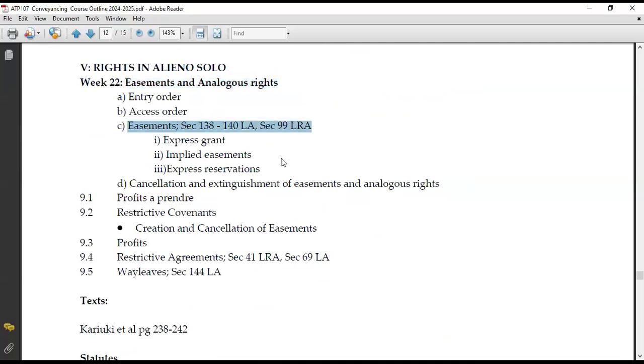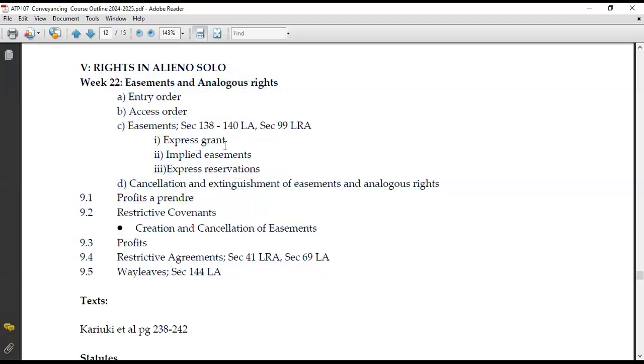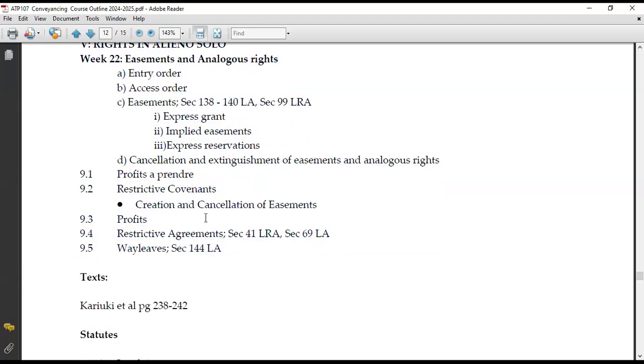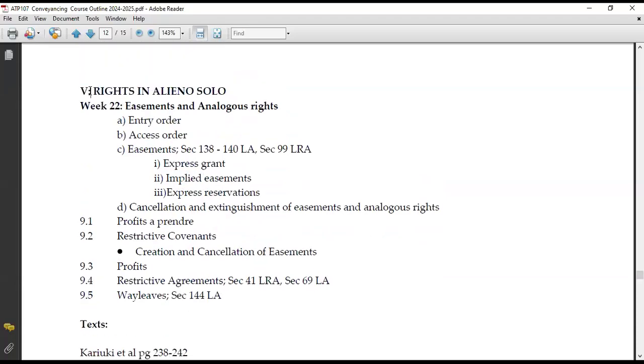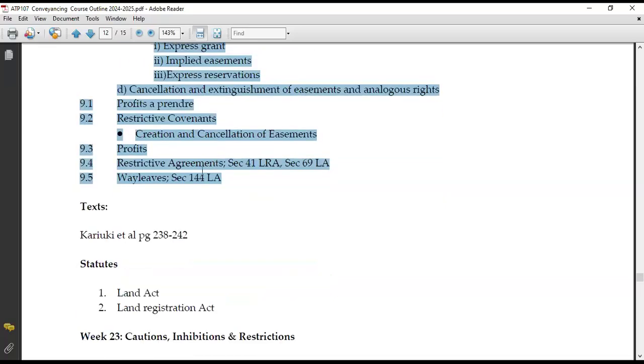Yes. So, in this area you go and polish everything. This is an area that has not been tested much. Entry orders, what are entry orders? How are they gotten? Access orders, how are they gotten? The difference between express grant, implied easement, and express reservation, cancellation and extinguishment of easement, profits, restrictive covenants, creation and cancellation of easement, profit, restrictive agreement, way leaves. This is an area that has not been tested much. So polish on that.